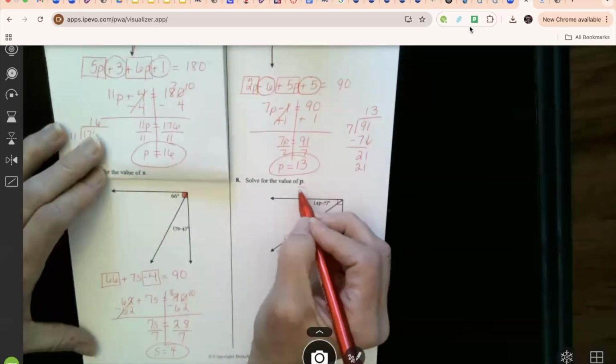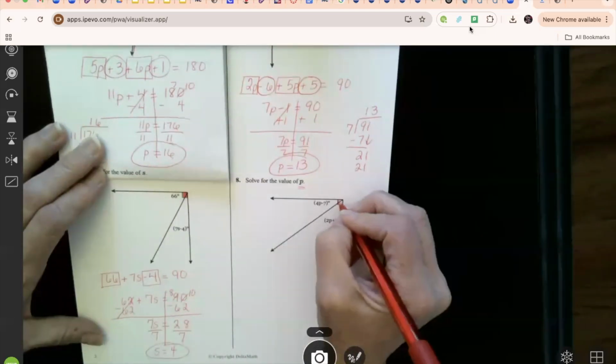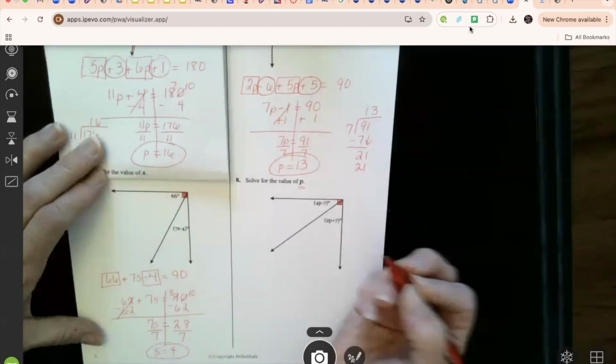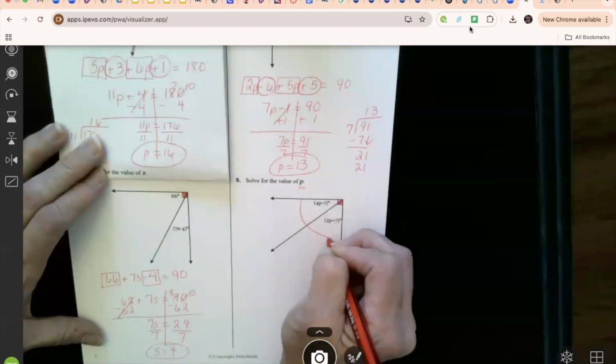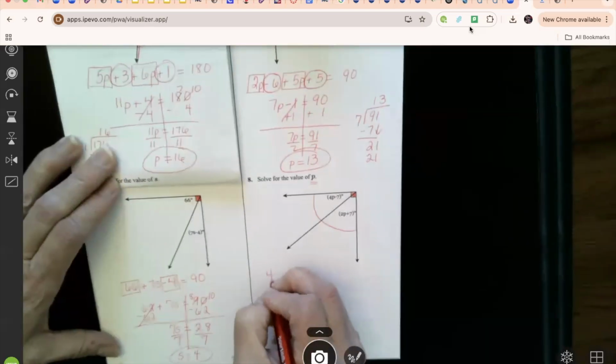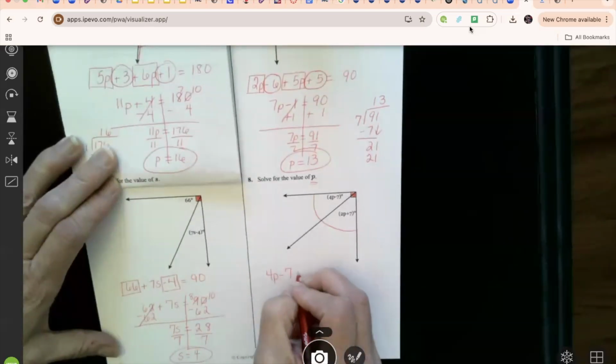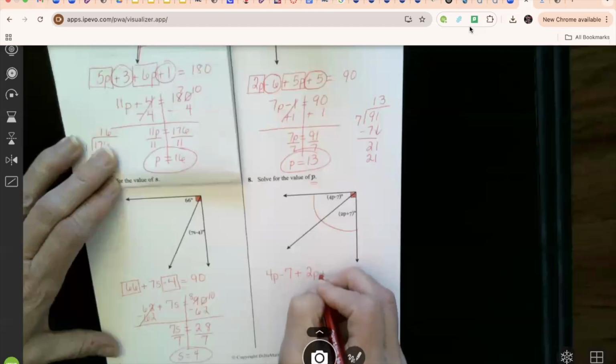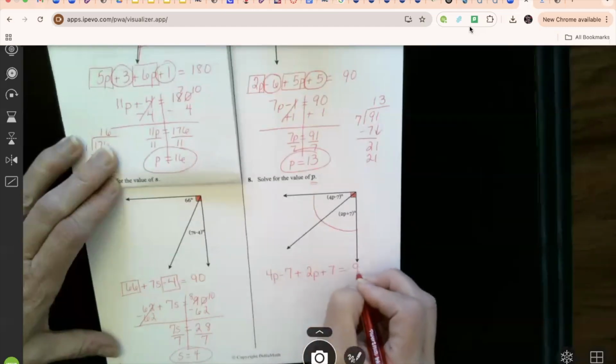All right, last one. It says solve for the value of p. And again, these are complementary. So that means 4p minus 7 and 2p plus 7 equal 90. And what do you notice when I said that? 4p minus 7 plus 2p plus 7 equals 90 degrees.